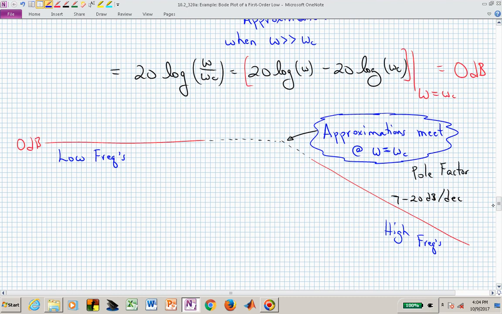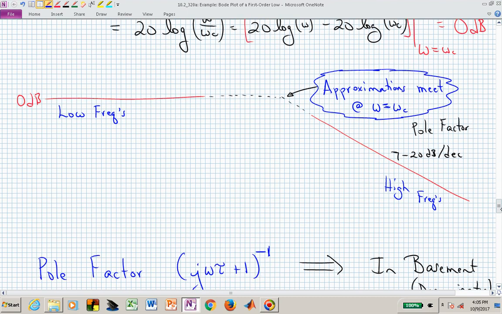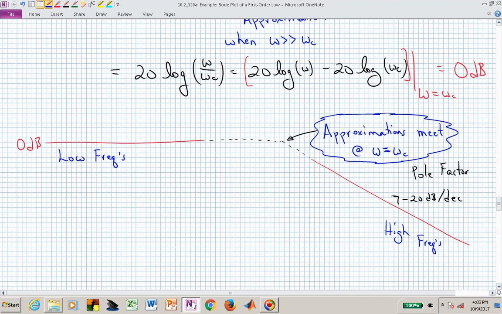So we know that we're decreasing for high frequencies because this is a denominator factor, this j omega tau plus 1 factor. As omega gets bigger, that just makes the whole transfer function get smaller. Then we have the low frequency behavior, which is 0 dB, and we've now found that those approximations actually meet at 0 dB at this sweet spot, or at the break frequency omega equal to omega sub c.